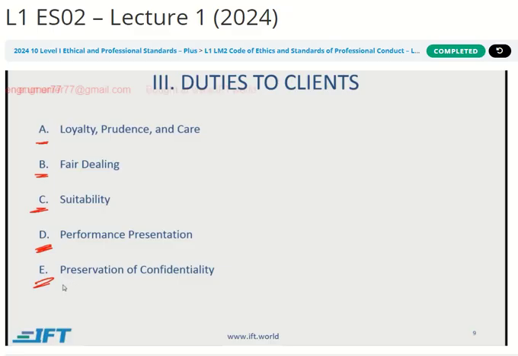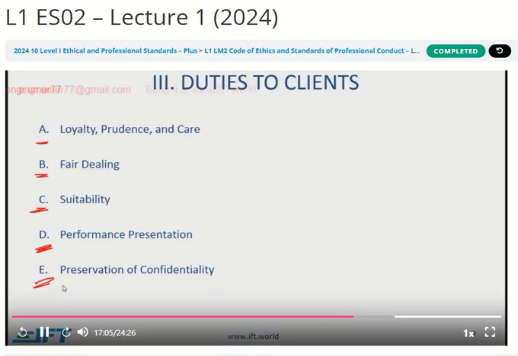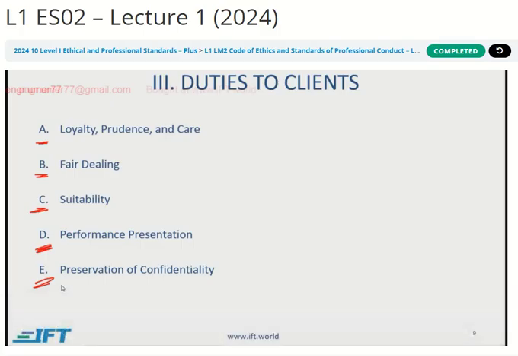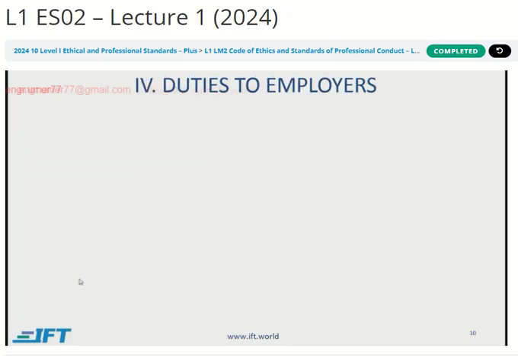The information concerns illegal activities on the part of the client or prospective client. Exception number 2 is that disclosure is required by law. And exception 3 is that the client or prospective client permits disclosure of the information. There are 3 substandards. 4A is loyalty.